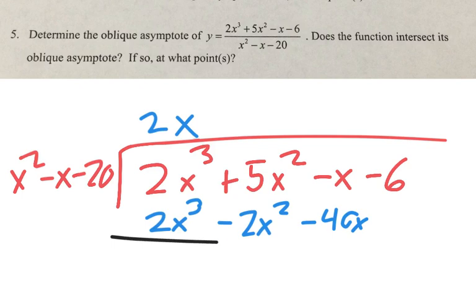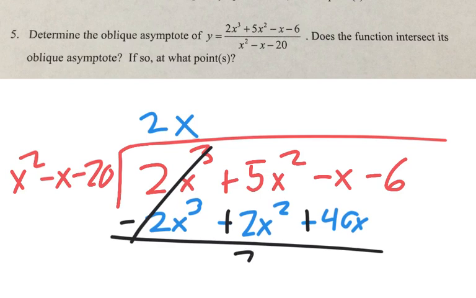And then to do division, we subtract these values. So I'm changing every sign. What used to be positive becomes negative. What used to be negative becomes positive. The first two terms cancel, which they should do every time. If they don't, you messed up. 5x squared plus 2x squared is 7x squared. Negative x plus 40x is positive 39x. Bring down the negative 6.